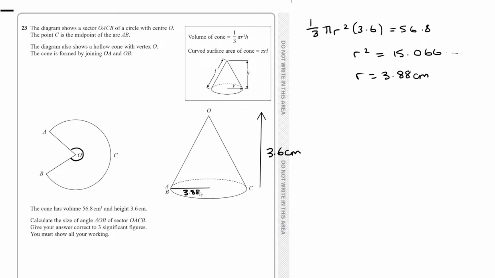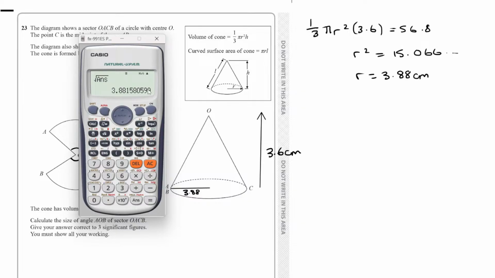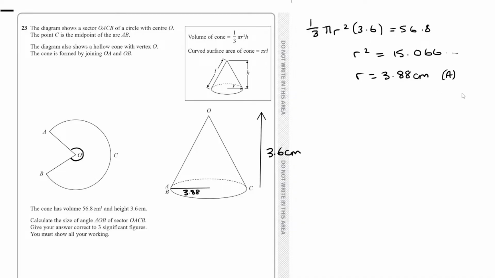Now, in this question, because there's quite a few steps, I'm going to, again, use my storage function. I'm going to shift store it in A. You can always write it on your paper if you want to remember which one you saved it under. So that's that. Okay, I've used this.